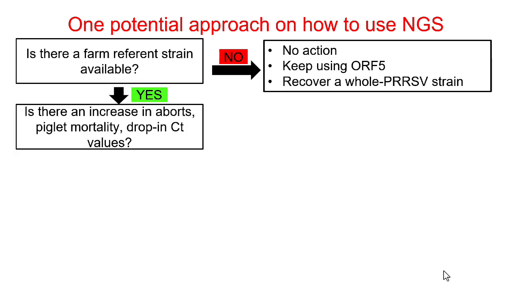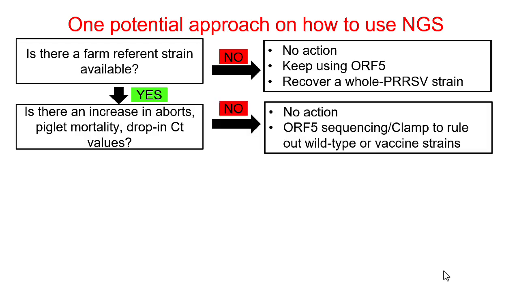Well, now, if you got the whole genome sequence recovered and you have that as a farm reference strain, do we need to sample every week and submit our samples for next generation sequencing? Maybe the answer is it depends. And you need to answer other questions. For example, is there increasing abortions, piglet mortality, dropping CT values on samples that you are using to monitor? And if your answer is no, maybe you don't need to go for whole genome sequencing. You can keep using ORF5, using CLAMP technologies to understand if it's a vaccine-like or a wild-type strain that is circulating in your herd.